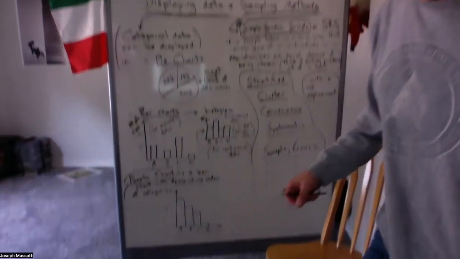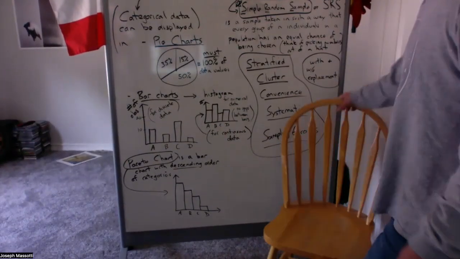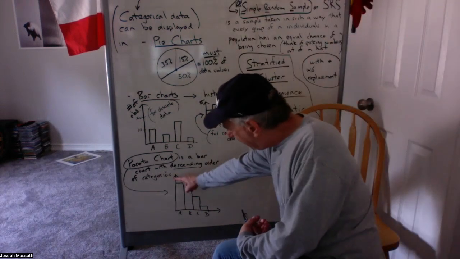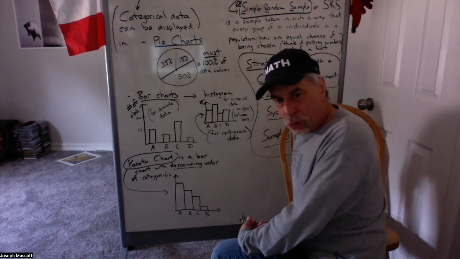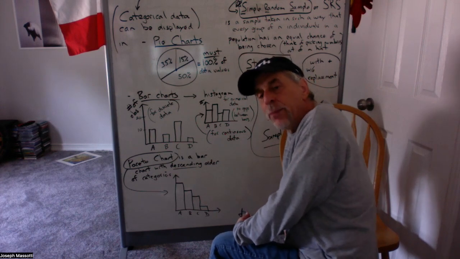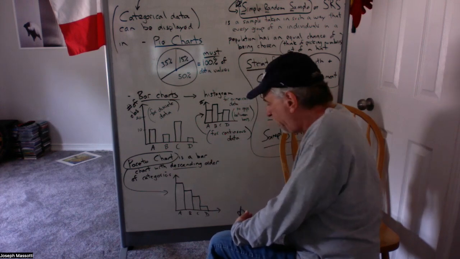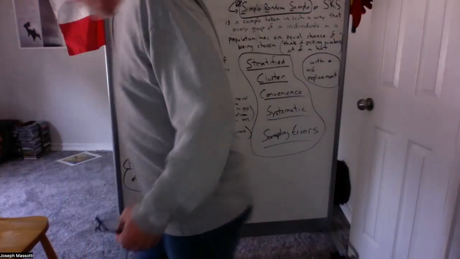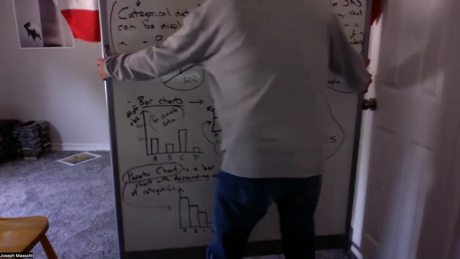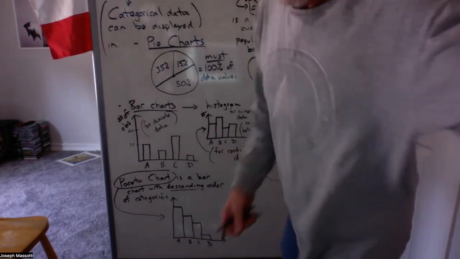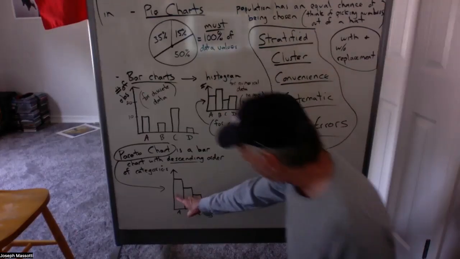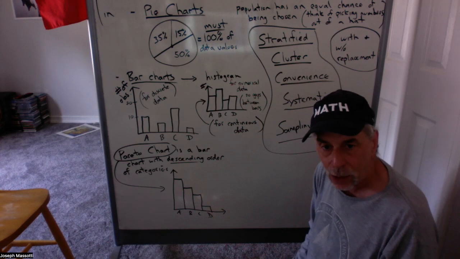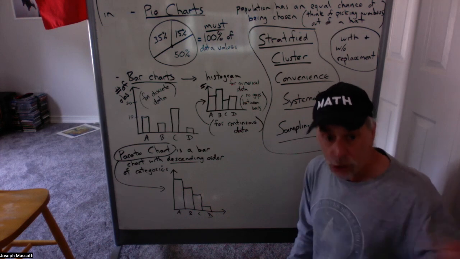Okay, a Pareto chart is basically just a bar chart or a histogram with descending order of categories, right? So if you're asked to create a Pareto chart, what you're going to do is just rearrange the categories in a way such that the categories go from left to right with the most values to the left and then descending down to the right. Okay, so that's a Pareto chart.